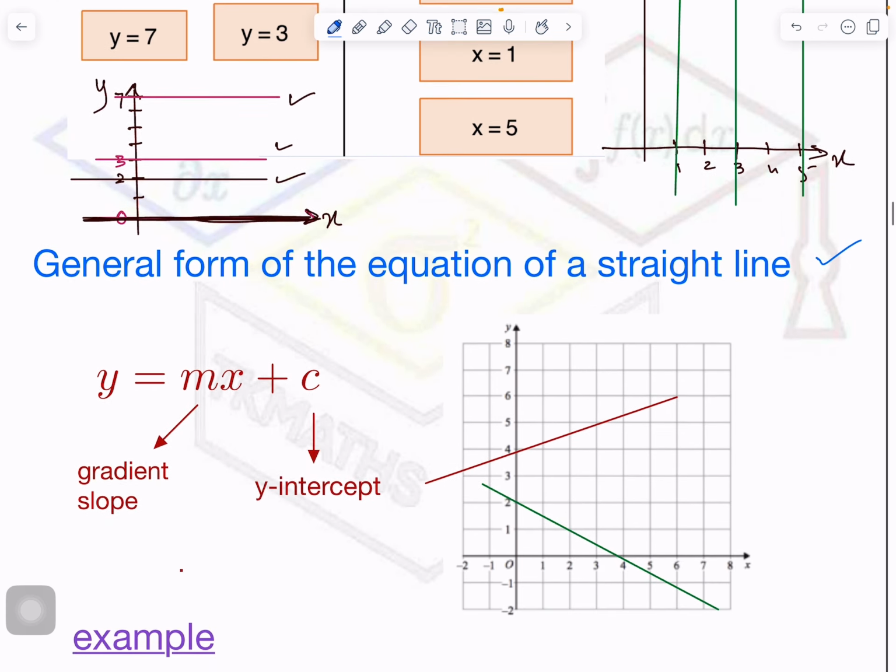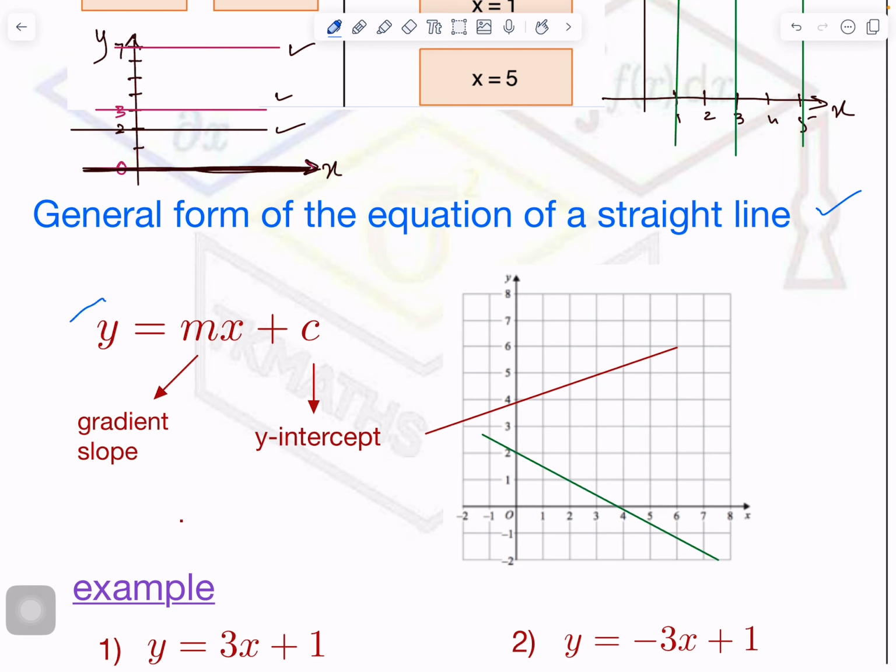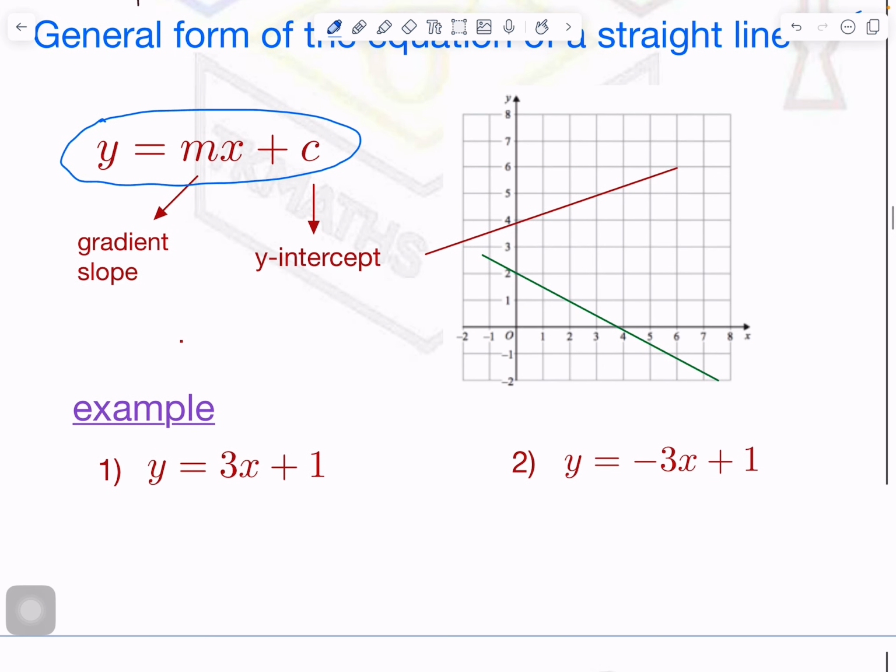So the general form of the equation of a line is y equals mx plus c. Now what is this y, m, x and c? We will see that. In the previous video we have seen only y equals a number, suppose y equals 7, or x equals a number, x equals 3 for example. But what about this? Because you have seen equations like y equals 3x plus 1, y equals minus 3x plus 1. It could be anything. So what is the meaning of these? We will see now.